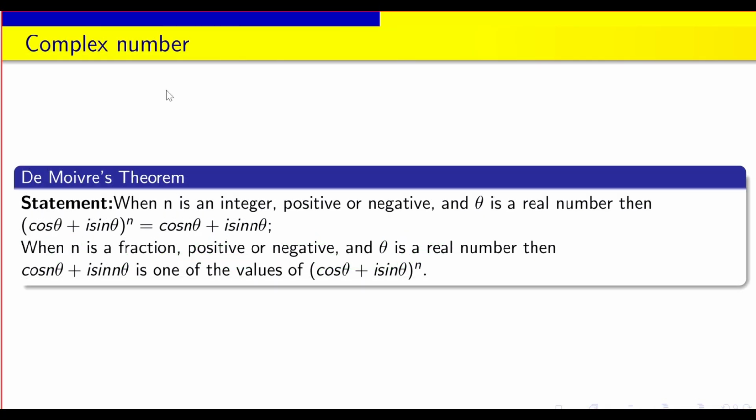We are going to prove this theorem in three cases. Case 1, when n is a positive integer. Case 2, when n is a negative integer. And case 3, when n is a fraction, positive or negative. So let's see case 1.